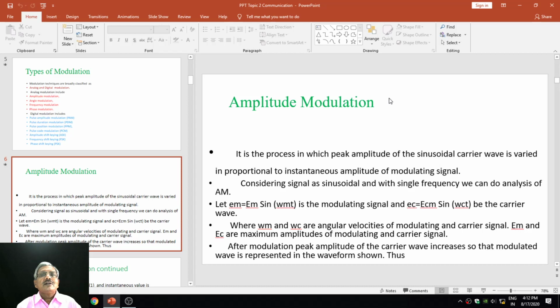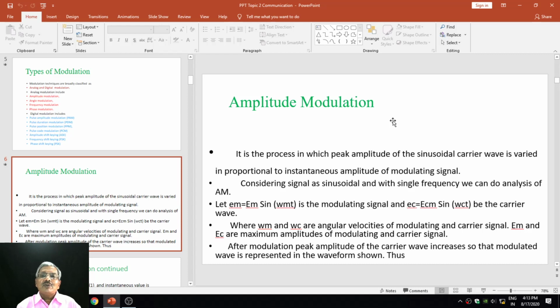We have studied the types of modulation. When we studied the types of modulation, it is broadly classified into two types. One is analog modulation and second one is a digital modulation. There are different types of analog modulation and also there are different types of digital modulation. Analog modulation is of four types. One is amplitude modulation, second one is angle modulation, next one is frequency modulation, and last one is phase modulation.